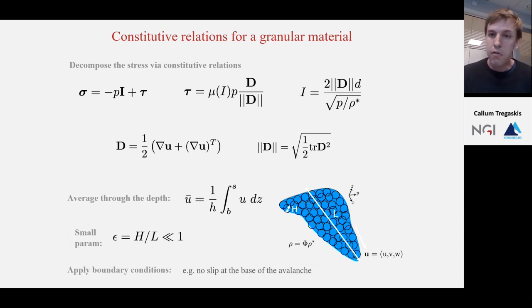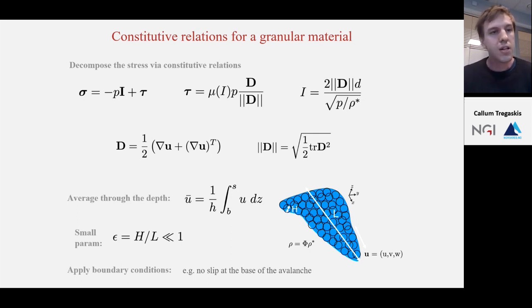So we add all this in, and so far everything's been done in fully 3D, but what we need to do is make a further approximation so that we can scale it up to the size of a mountainside. The way we do that is to average through the depth. So there's a small parameter that we need. We consider that avalanches are much, much longer and much, much wider than they are tall. This is important because if we take the aspect ratio from the thickness, that's going to be a really small parameter.